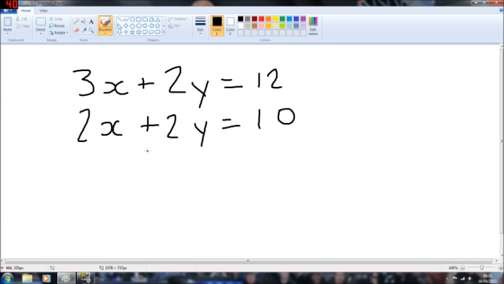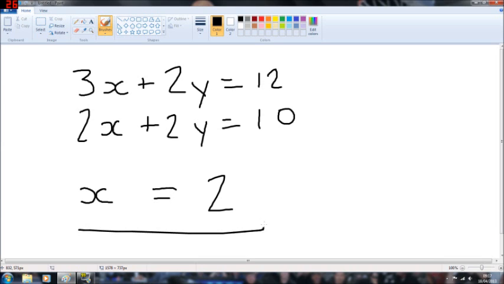So I'm gonna show you guys how to minus it. I'm pretty sure you all know how to minus it, but anyway, I'll show you guys. So 3x minus 2x equals 1x. You could write 1x or just x. 2y minus 2y equals 0y. You don't write that. And 12 minus 10 equals 2. You just solved the simultaneous equation.